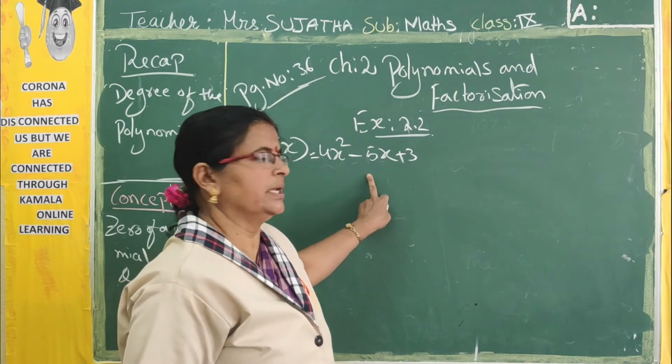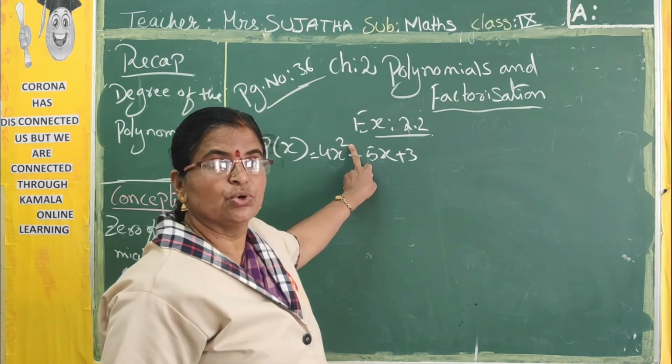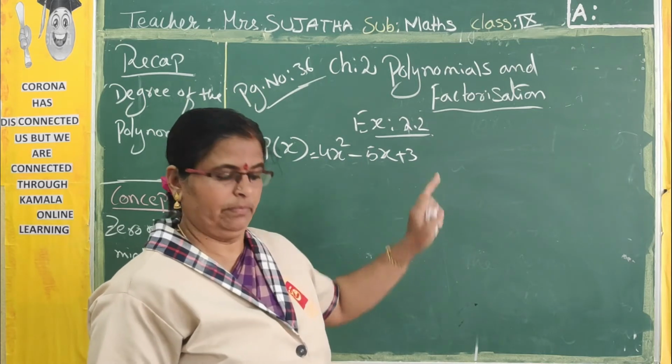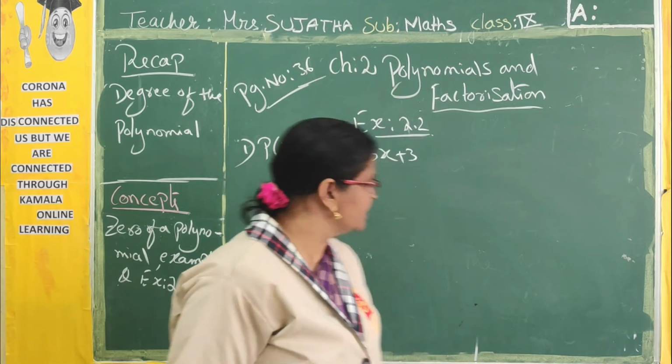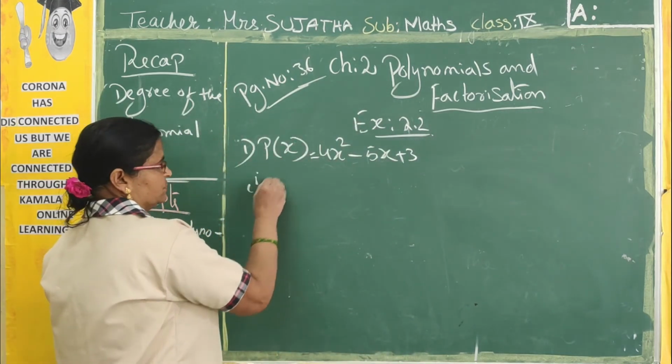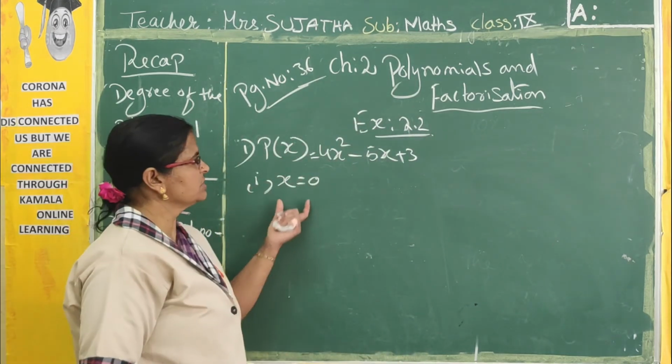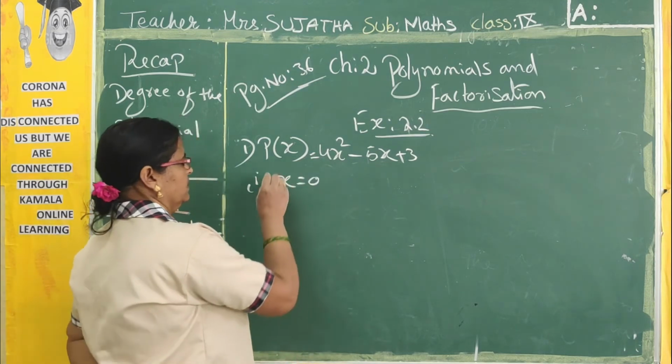It is a trinomial and the power is 2. It is a quadratic polynomial. If the power is 2, it is a quadratic. Now, the first one: x is equal to 0. So, substitute the x value in this given polynomial.